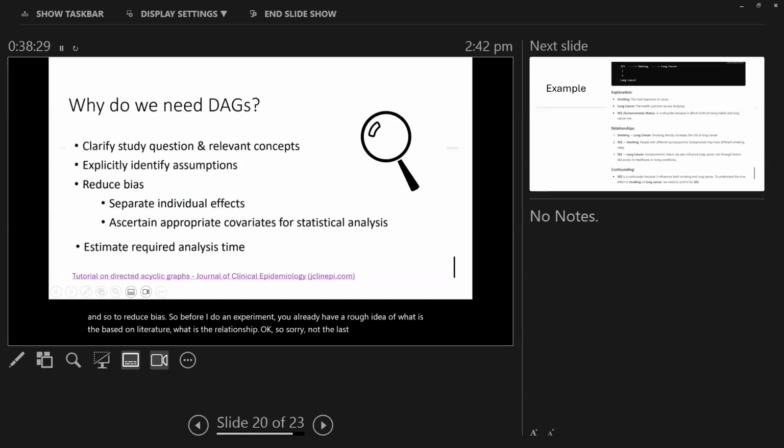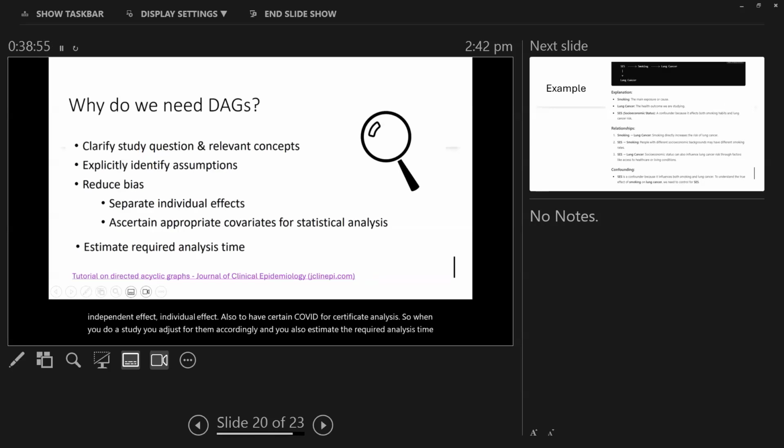So why do we need the DAG, or directed acyclic graph? Go back again. Directed acyclic graphs. This is to clarify a study question and relevant concepts. You also need to have your assumptions made. Another important thing is to reduce bias, to separate independent and individual effects, and also to have certain covariates for statistical analysis. So when you do a study, you adjust for them accordingly. And you also estimate the required analysis time.